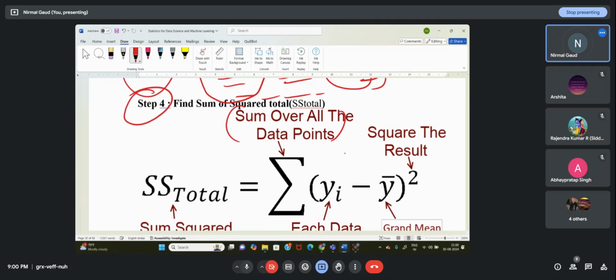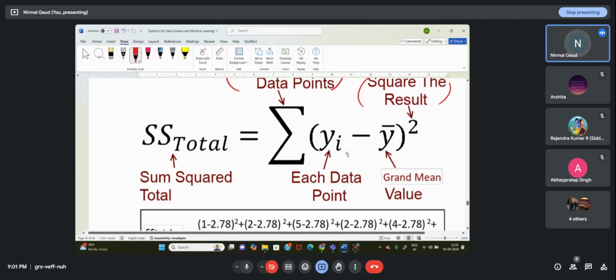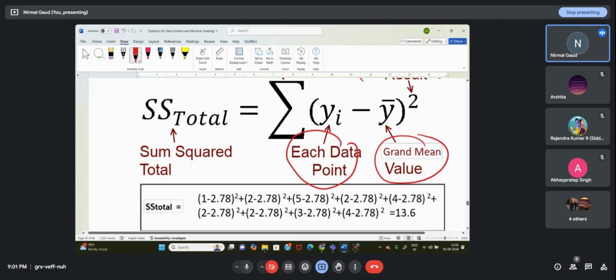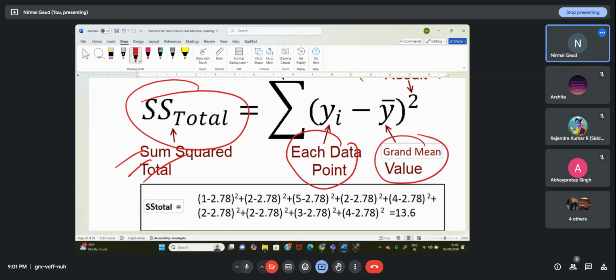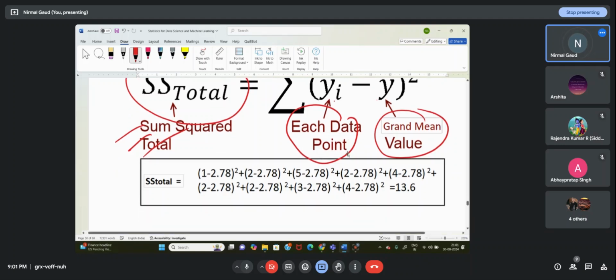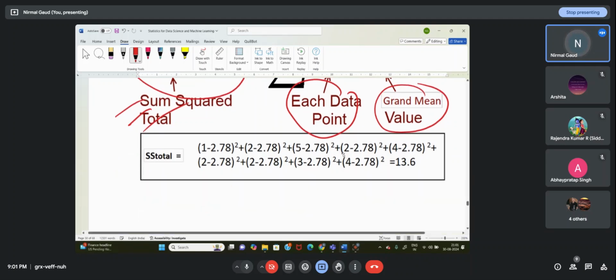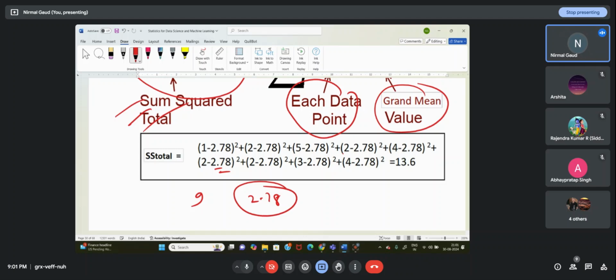That is summation. And this is how you have to do. (Yi − ȳ)², that means each data point minus the grand mean. This is what you have to calculate: SS total, the sum of squares total. So every data point minus the grand mean. You have 9 data points, and the grand mean is 2.78. Subtract the grand mean from each and every value and square it. Take the summation. It came to be like 13.6. So SS total is 13.6.